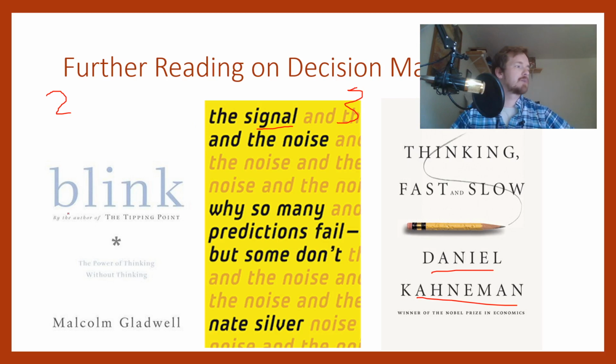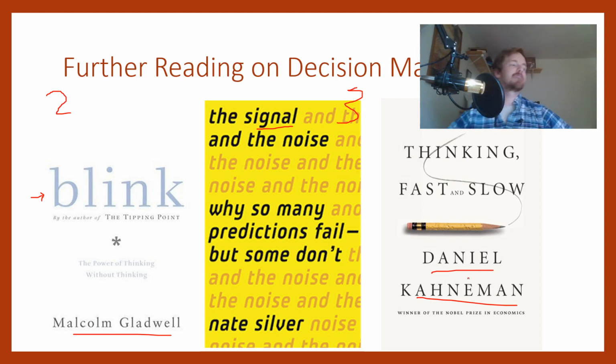The second one we have here is called Blink, by Malcolm Gladwell. If you've heard of Malcolm Gladwell before, he is a journalist who seems to write a lot about psychology. A lot of people think that he's a psychologist, but he's not. He's not a researcher, he's just a journalist. Basically, his book is about how often our gut feeling, our intuition, our snap decisions can be our best decisions in many contexts.